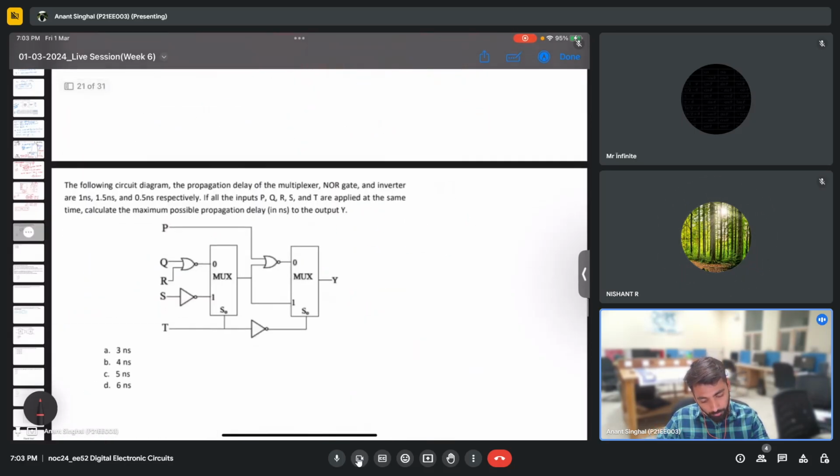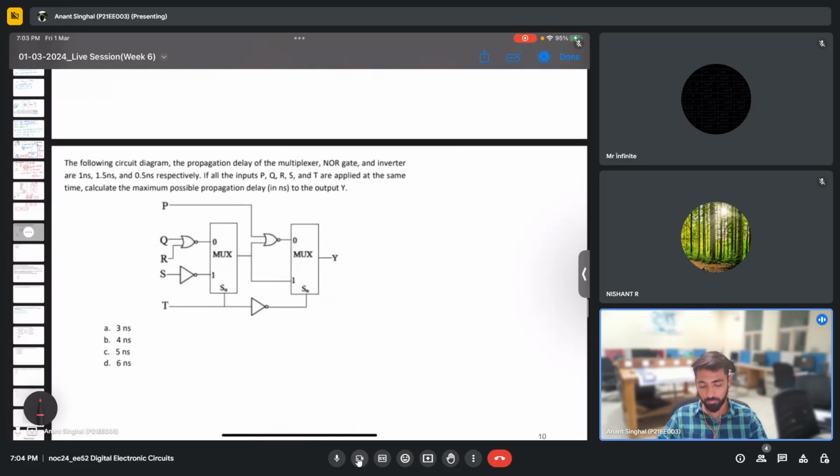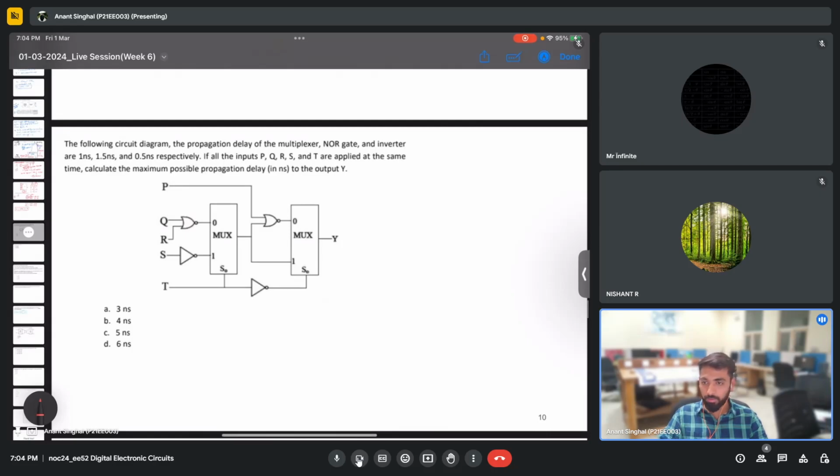You can try this problem out. This is a mux problem which was, I guess, in the week 4 assignment. It was a very good problem, so that is why I have added this in this week, because I left it out of the week 4 assignment. Maybe you have already done it, so maybe you can try it out. I'll explain it quickly and give you 2 minutes to let me know the answer.